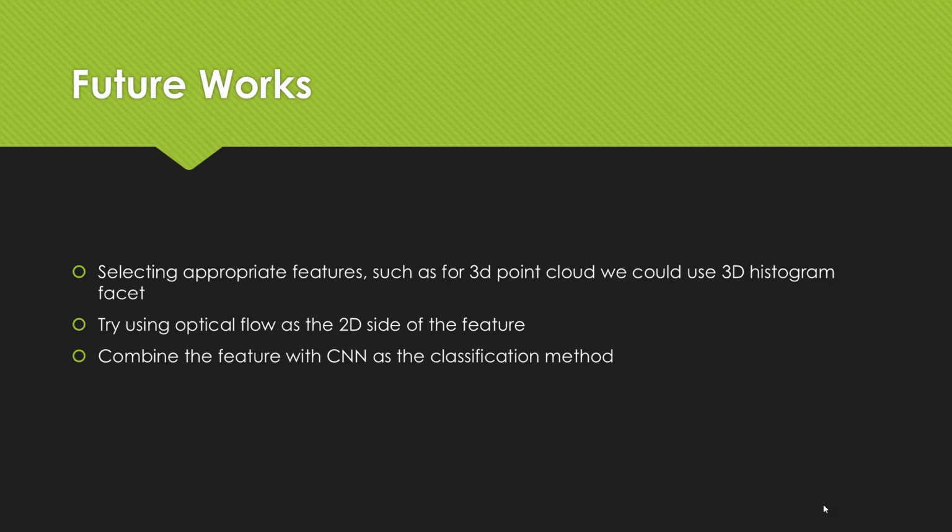We can use the 3D histogram feature, or we can add one more feature like optical flow on the 2D side, or we can use CNN as the classification method.